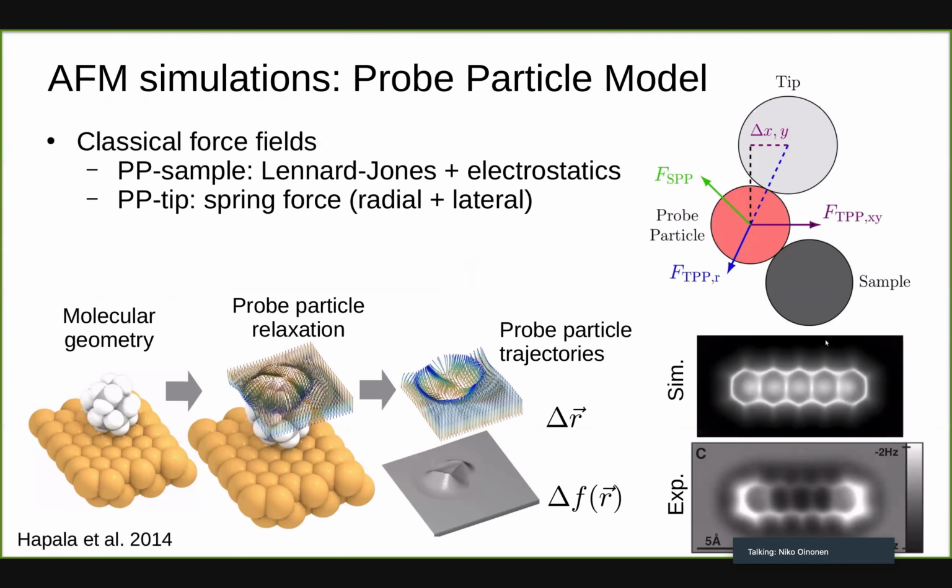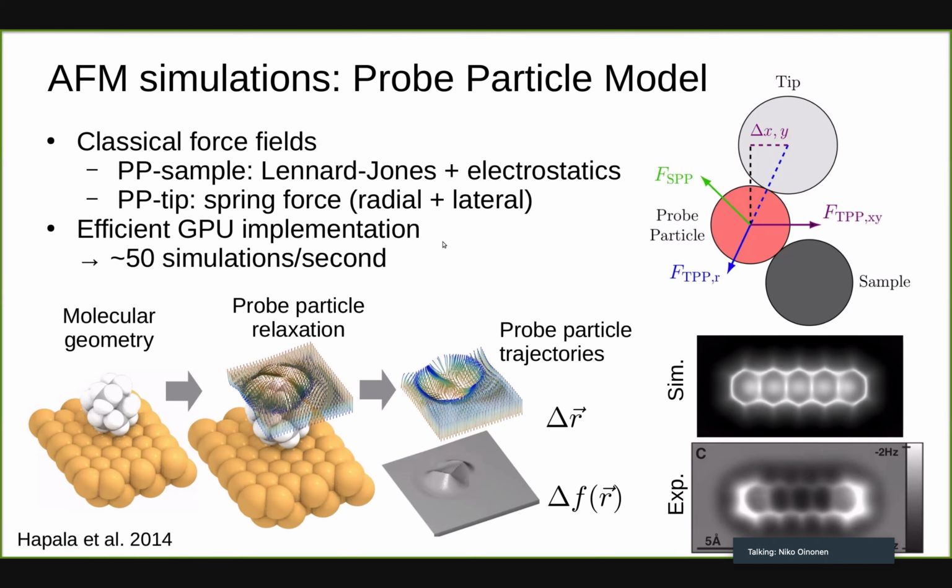And the model is reasonably accurate. So, for example, for this pentazine molecule, if we compare the experiment to the simulation, we can see that it matches pretty closely, and it's also very fast. We have a GPU implementation where we can do on the order of dozens or up to 50 simulations per second, which allows us to create this large database of samples very quickly.